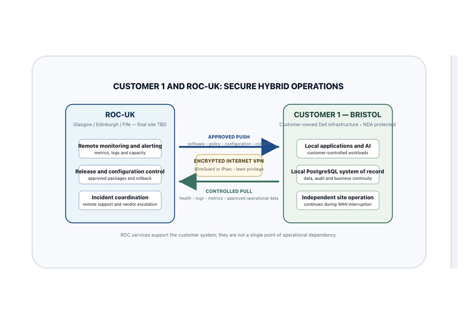This diagram shows how that hybrid relationship works in practice. The operations center pushes approved software, policy, and configuration to the customer over an encrypted internet connection and pulls back health, logs, and metrics. Crucially, the customer site keeps running on its own during any interruption to that link. The operations center supports the site. It is not a single point of dependency for it.